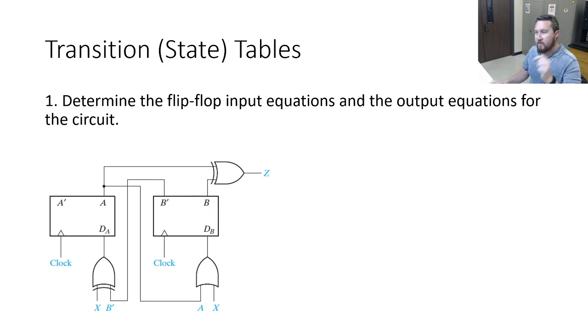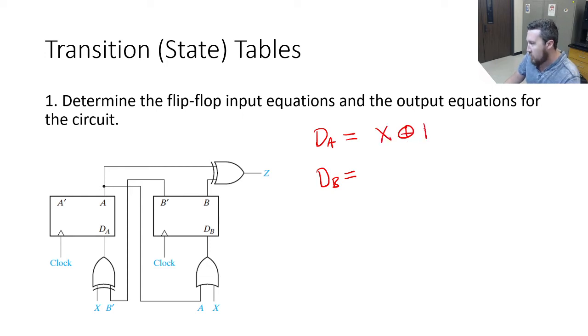So step one here, determine the flip-flop input equations for the circuit, right? So that would be our dA equals something and our dB equals something. We need those flip-flop input equations. So dA here is equal to what? X or B prime. And our flip-flop input equation dB is X or A. So, pretty straight up, you just look at the flip-flop inputs and you say, what are the equations? That's step one. Any questions about that?